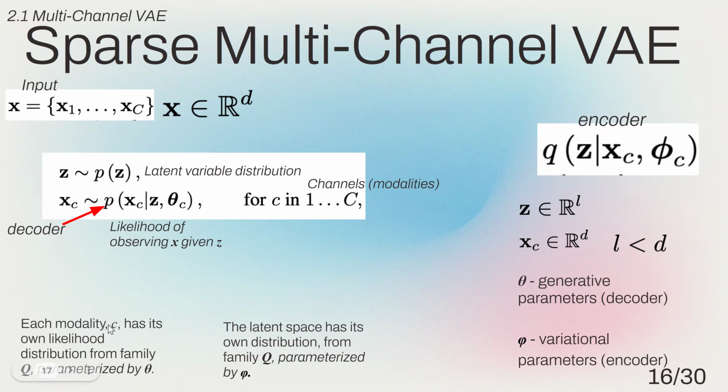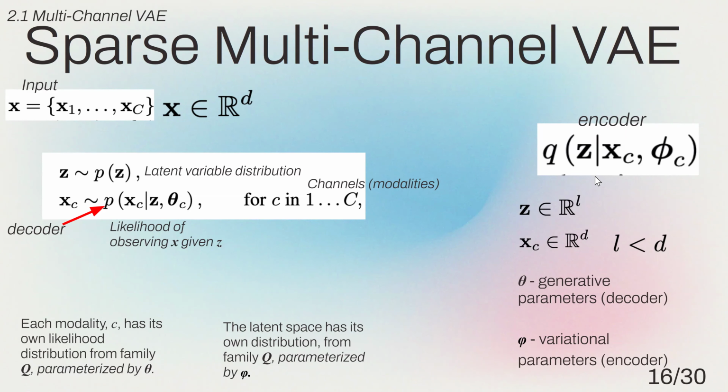So each modality C has its own likelihood distribution from some family of known probability distributions, and they're parameterized by this theta. Theta is the set of weights or parameters that define a probability distribution. And there are C of these different probability distributions, one for each channel, and each one has its own parameters. It's the same thing for these generative parameters as well. And so there's the encoder.